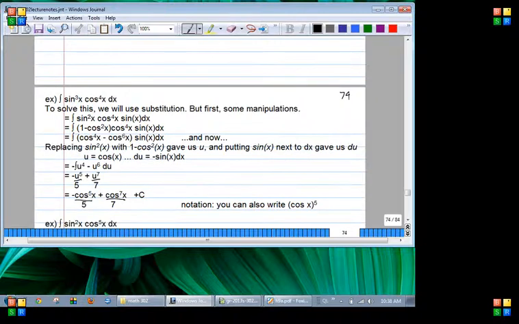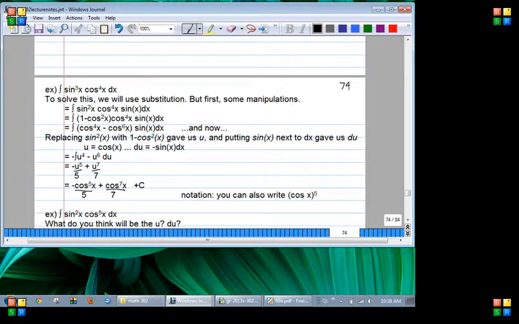So what about this one? The integral of sine squared x cos to the 5th x dx. We change the sine squared x to one minus cosine squared. So do we? That's the question. No, it turns out not. What do you think will be the u and what do you think will be the du?